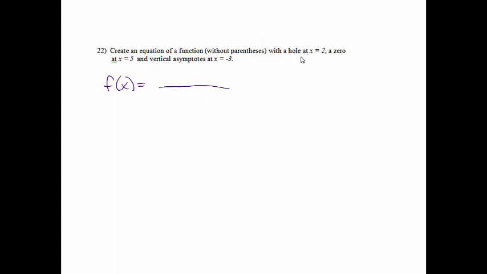Okay, I'm going to make a fraction because we are going to have some discontinuities. We know we want a hole at x equals 2. So we want a removable discontinuity at x equals 2. So if I put x minus 2 on the numerator and denominator, those two will cancel out and create a hole. So we got that set.